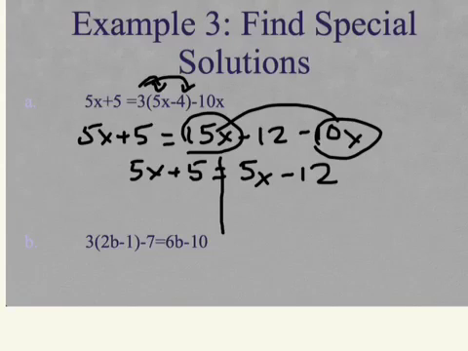Okay, so I drew a line down the center. We're going to choose one side for x's. Let's say the x's belong over here. Let's say the constants belong over here. If I'm going to do that, watch what happens. I subtract 5x from both sides.